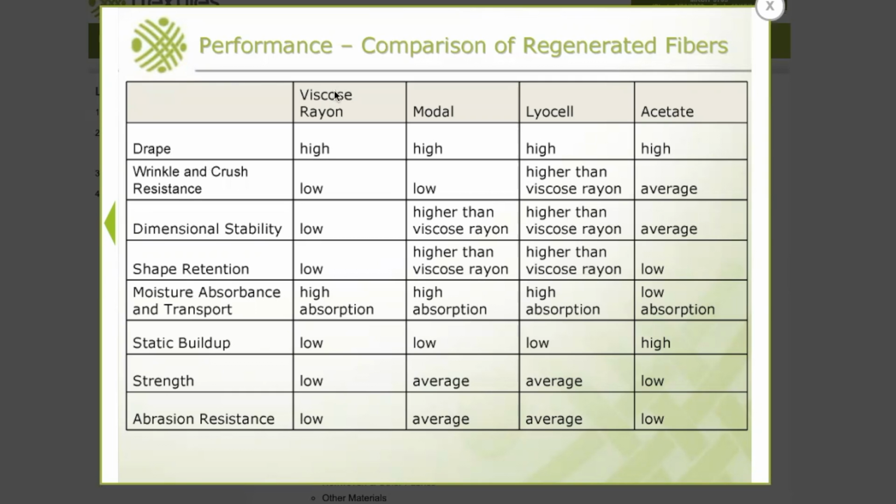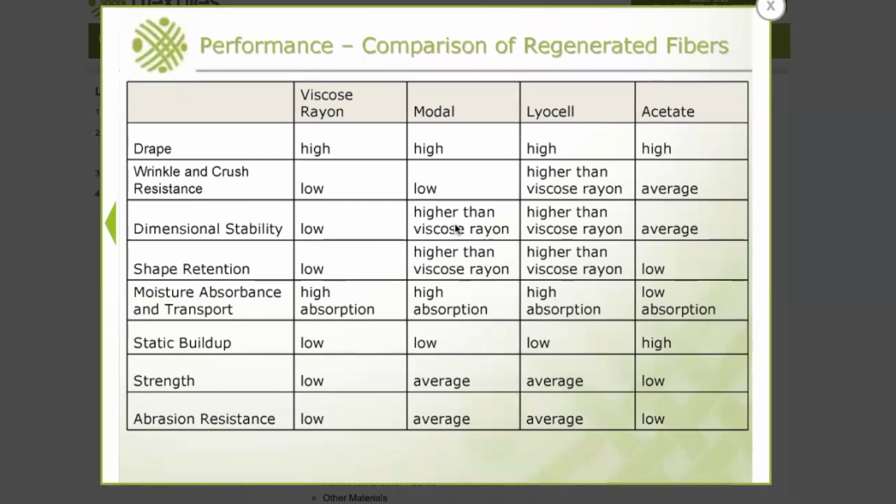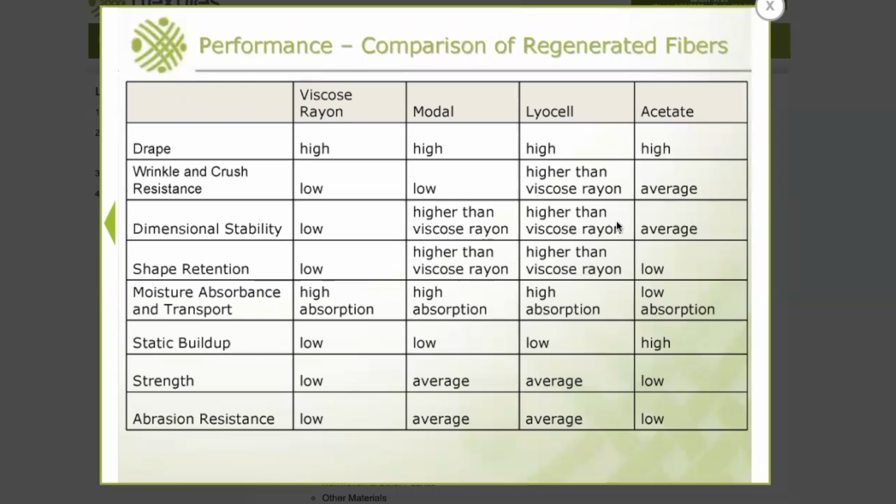So it's not recommended. So this is a summary of the properties of all of these fibers: viscose rayon, modal, lyocell, and acetate. Again, modal is another version of rayon. Viscose rayon is another variation. Lyocell is another variation. So they all have excellent drape. The wrinkle and crush resistance is pretty low for viscose rayon and modal. Lyocell is a little bit better. Acetate is average. The dimensional stability is low for viscose rayon. Modal is a little bit higher. Lyocell is a little bit higher.